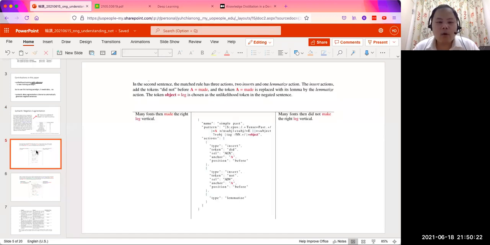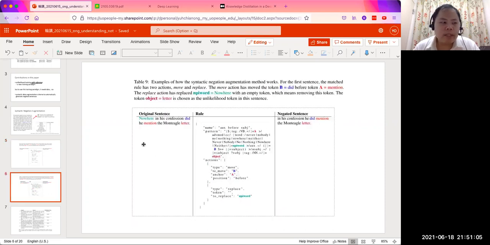For more specifics on the whole process, you can see the Semgrex regex here. The pattern is over here. After it has identified what it needs to identify, it looks at the type of action it needs to take, what is the relative token, etc. Basically, "many fonts then made the right leg vertical" is converted to "many fonts then did not make the right leg vertical." Specifically what is the code behind this augmentation process? I'm not able to explain in detail at this point. It was not included, but I think there's a general gist that we can understand here.